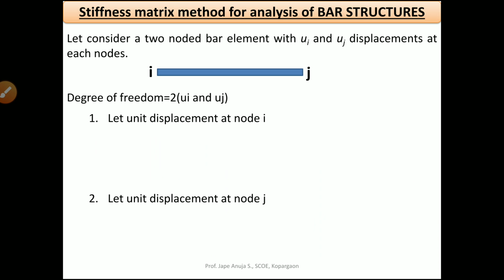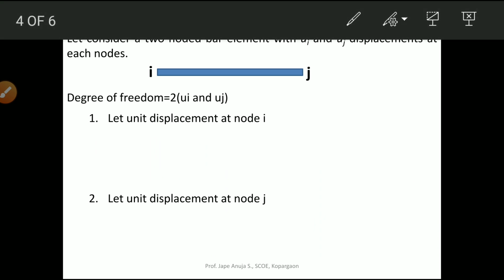To determine the stiffness matrix of this, let us apply these two steps. The very first step is to give a unit displacement at node I. What will happen when we give the unit displacement at node I?